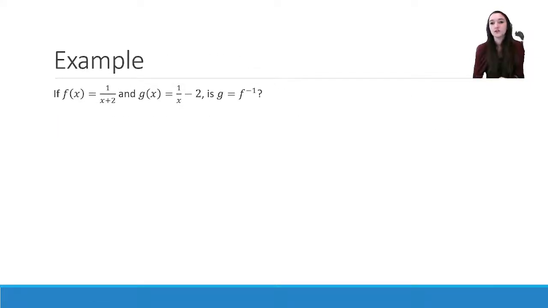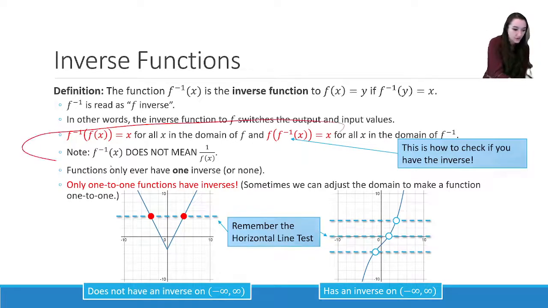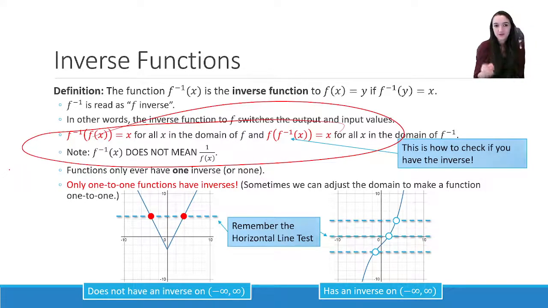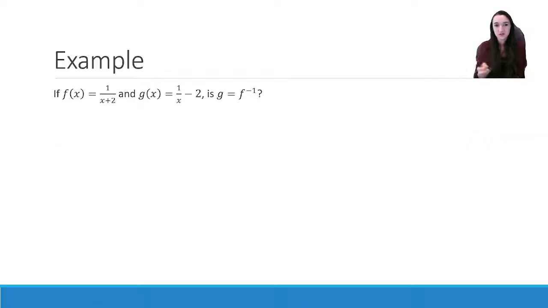Now, for example, if we have f of x equal to 1 over x plus 2 and g of x equal to 1 over x minus 2, if I want to know is g equal to f inverse, or in other words, is g the inverse function to f, all I need to do is verify the following. F inverse of f of x should equal x, and f of f inverse of x should equal x. So in other words, I need to test g of f of x and f of g of x. If it simplifies down to just being that identity, I have an inverse function.